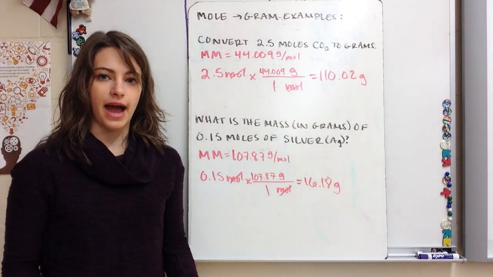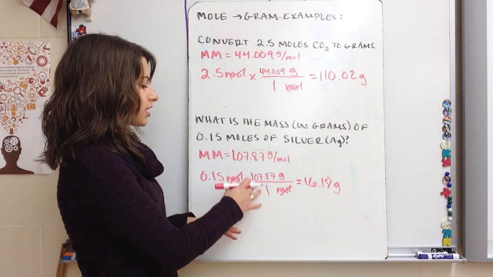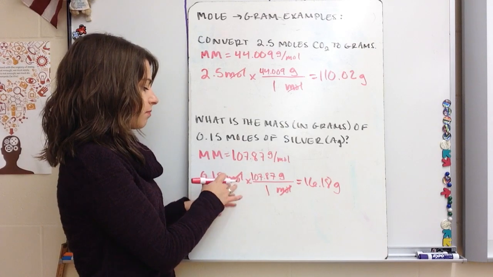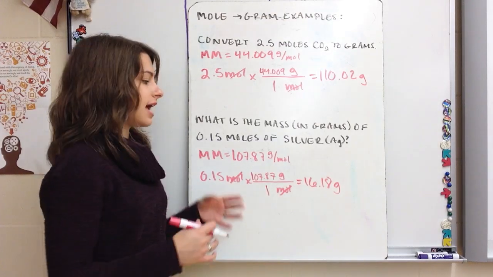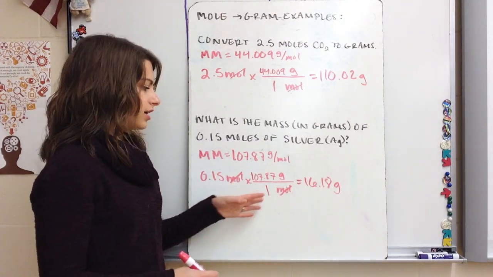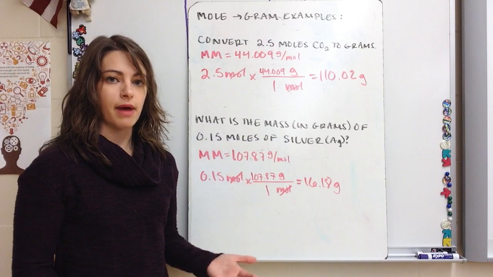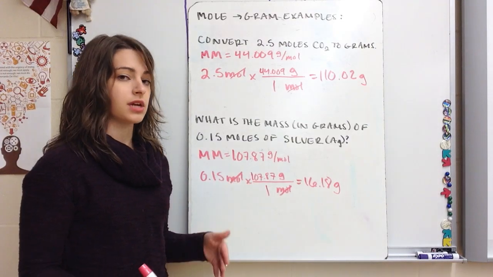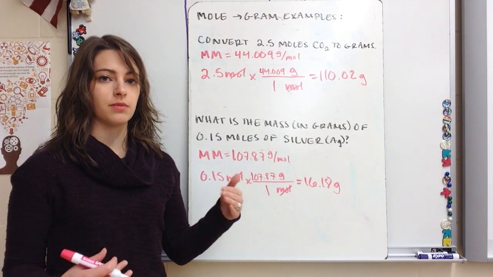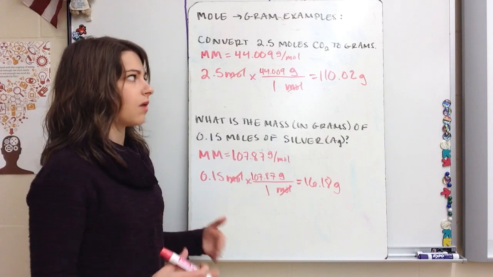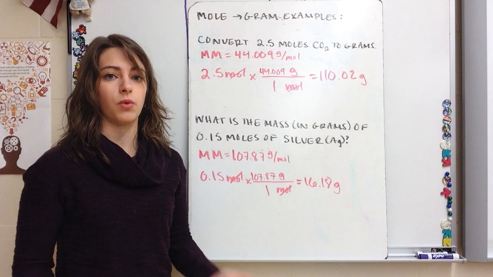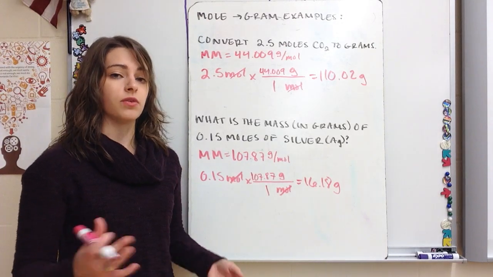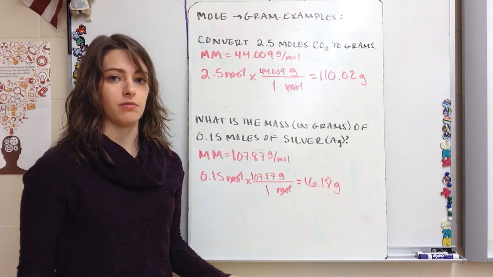So notice a couple of patterns. We always want to set up our conversion for our molar mass so that our units will cancel. So you always want to do that first. And then always a 1 is going to go with your moles. Your molar mass number is going to go with your grams. Sometimes you're going to divide by the molar mass, sometimes you're going to multiply by the molar mass, but it's always going to be the same. If you're going from moles to grams, you're always going to multiply by the molar mass. If you're going from grams to moles, you're always going to divide by the molar mass.